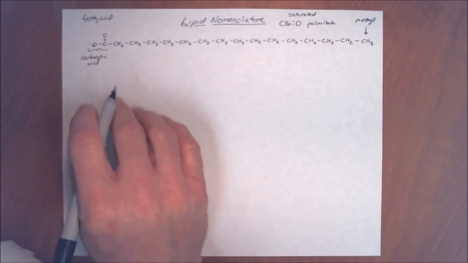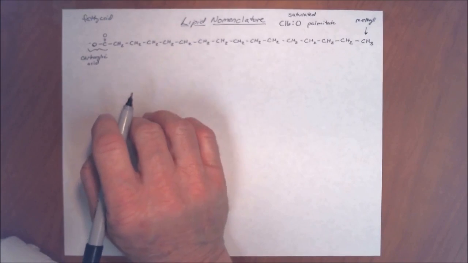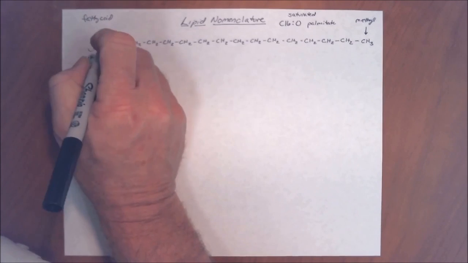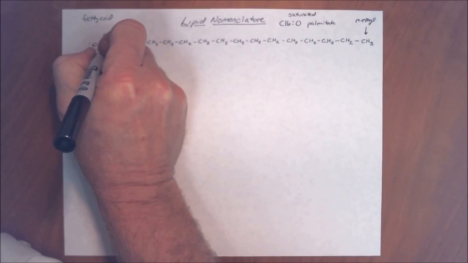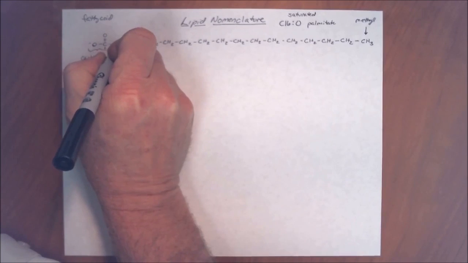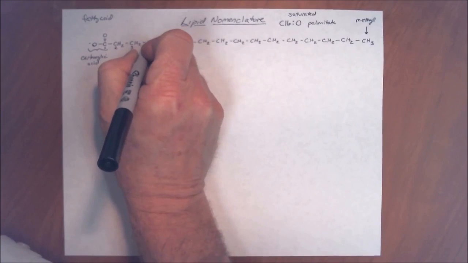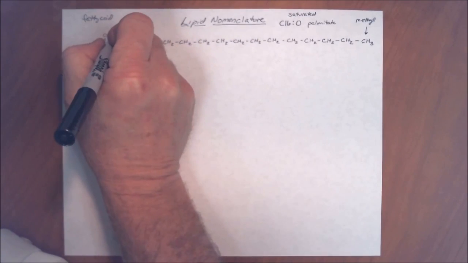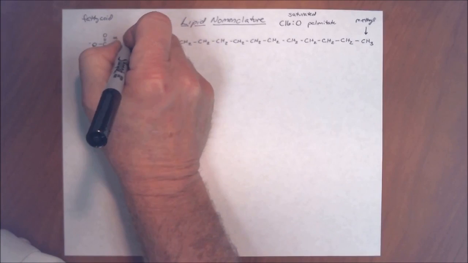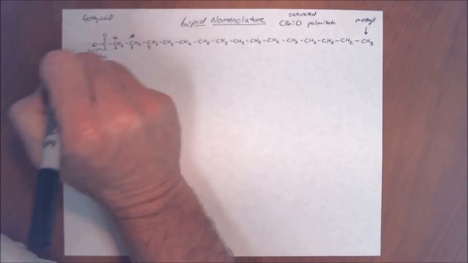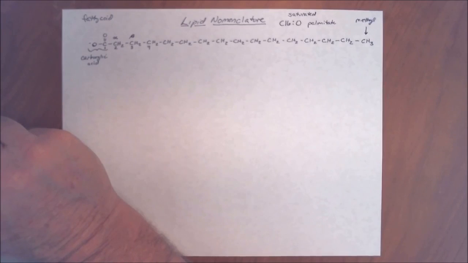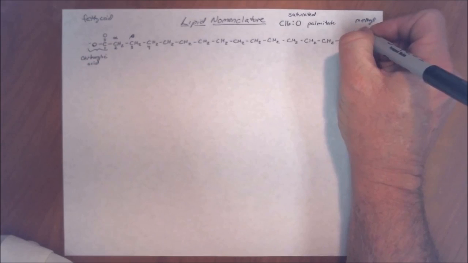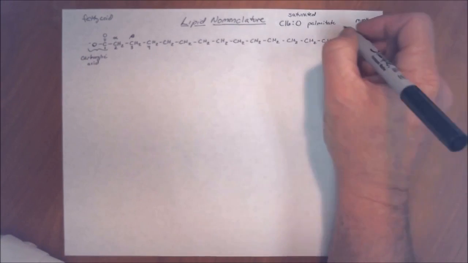Now, we also have a numbering system and a lettering system. The number 1 carbon is the carbon of the carboxylic acid. So this would be essentially listed as carbon number 1, 2, 3, 4, etc. The number 2 carbon is also termed alpha. The number 3 carbon is beta. The methyl carbon on the end of the fatty acid is termed the omega carbon.